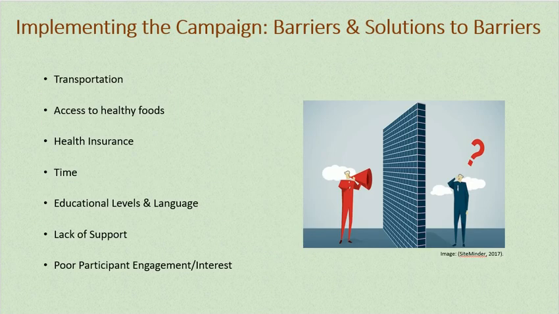Implementing the campaign, barriers and solutions to barriers. There are barriers and issues that may impact program implementation and the ability of the program to meet the goals. One barrier is transportation to the classes. The City of Virginia Beach has both affordable and reliable transportation options for residents that provide access to healthcare, schools, jobs, grocery stores, and other resources that are beneficial to one's health.